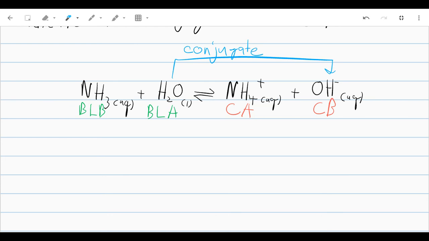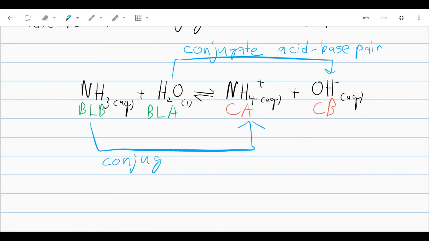Helps if I spell correctly. And then, of course, the other one will be the other two chemicals. How do we know that these are conjugate acid-base pairs? They're conjugate acid-base pairs because they're basically the same chemical. They just have an H plus difference from each other.